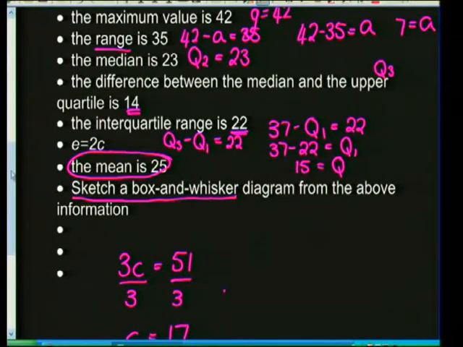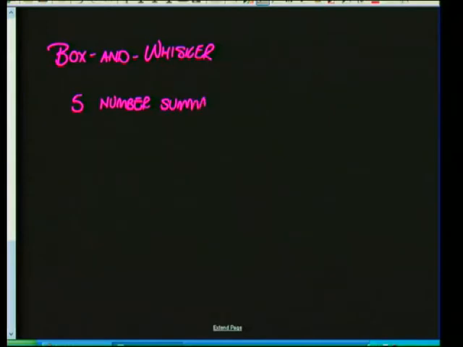Okay, a box and whisker diagram. In order to sketch a box and whisker diagram, remember what you need to start off with is what we call your 5-number summary. Okay. Now remember, your 5-number summary is made up of the following. The first thing is your minimum value. So you always state your minimum value first. Then you find your Q1, which remember is your lower quartile. Next, you find your Q2, which is your median.